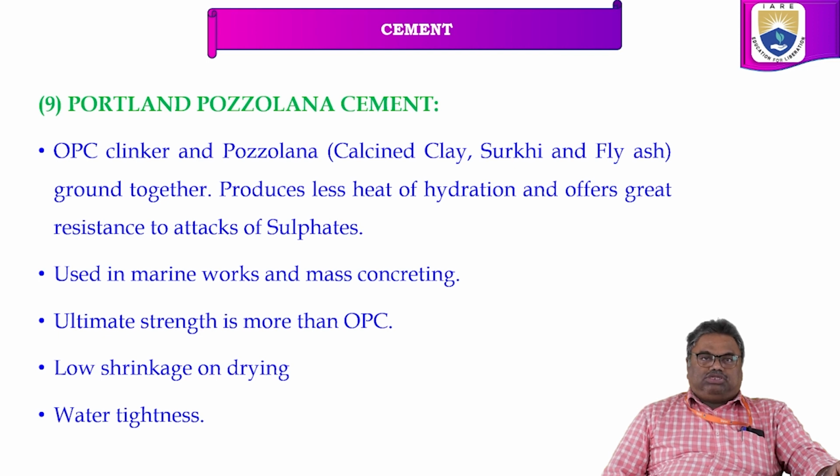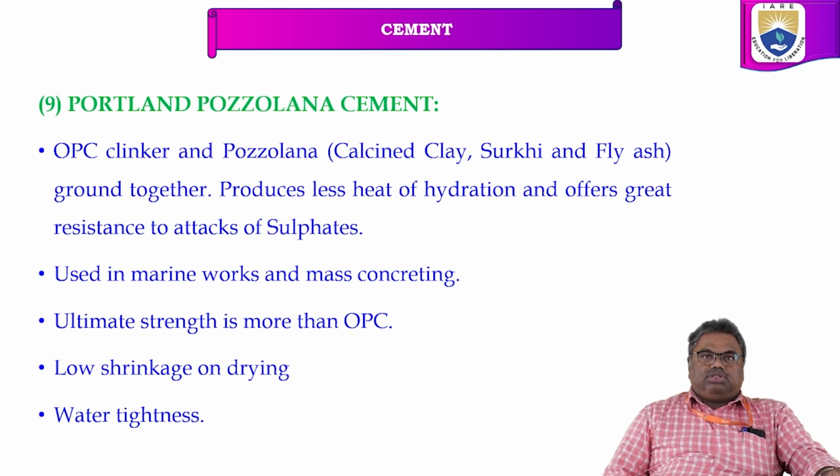Portland Pozzolana Cement, PPC. Here the OPC clinker and pozzolana are used. We are using pozzolans with OPC. We can use calcined clay, surki, and fly ash. We can use these three as pozzolans, and they will be ground together with the OPC clinker. So this pozzolana material should be calcined clay, surki, or fly ash, and these will be ground together.